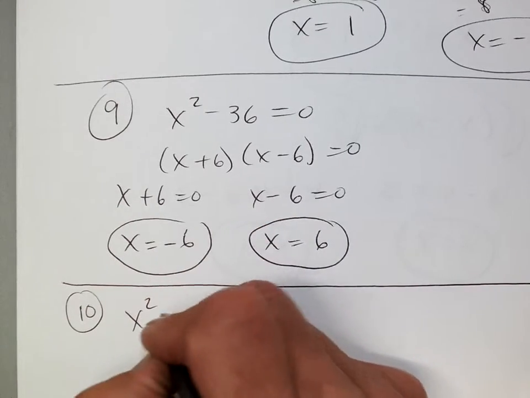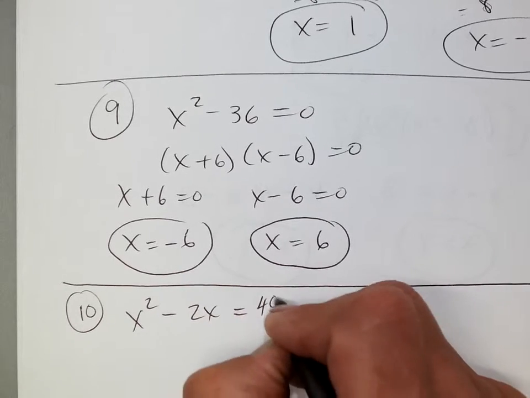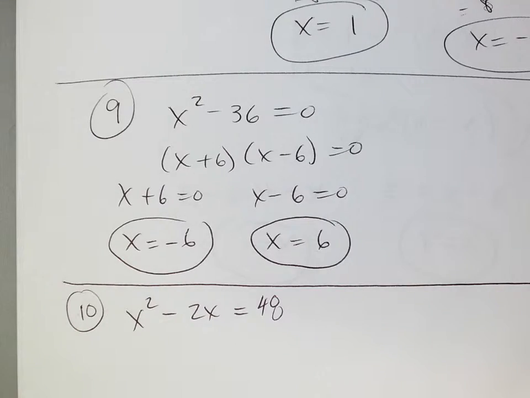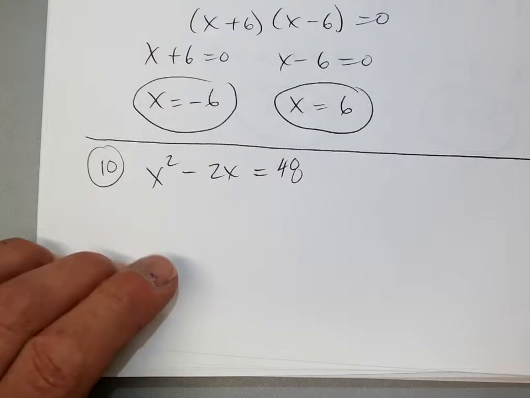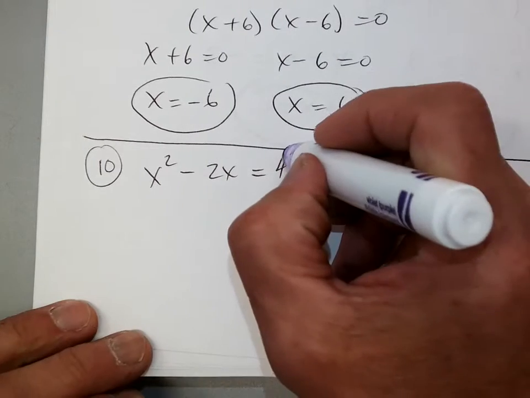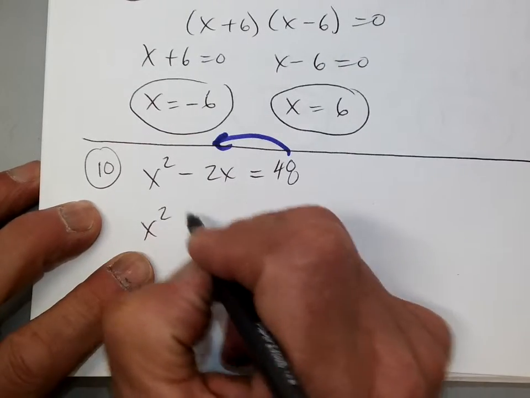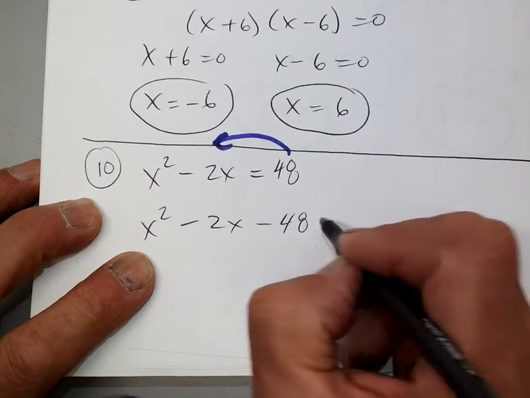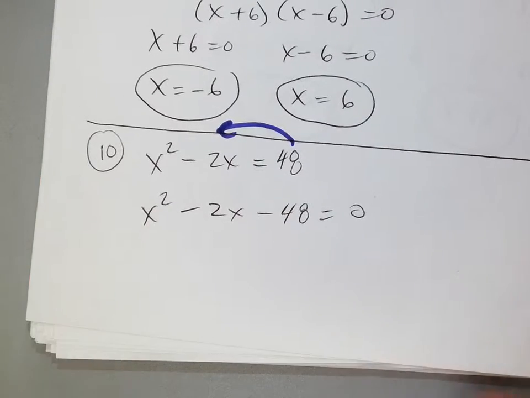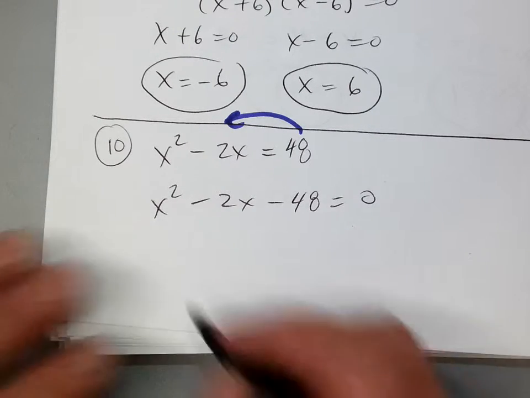X squared minus 2x minus 4 equals 48. Okay, I'm ahead of myself. It says by factoring, so it should factor. In order to factor, you must bring it over and make it equal 0. So I'm going to rewrite this as x squared minus 2x minus 48 equals 0. Okay? Now what? Well, factor.